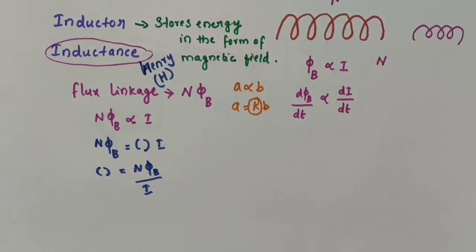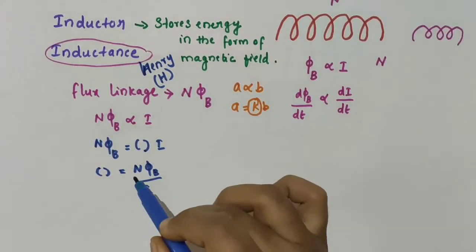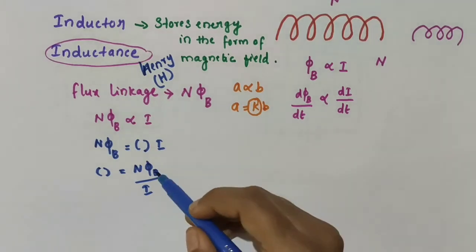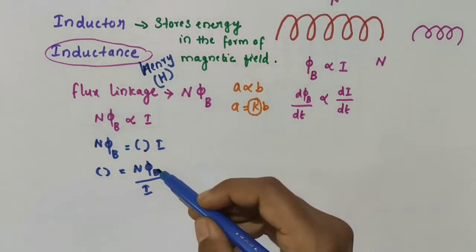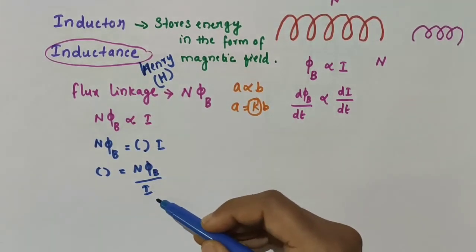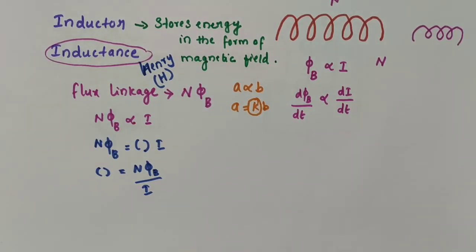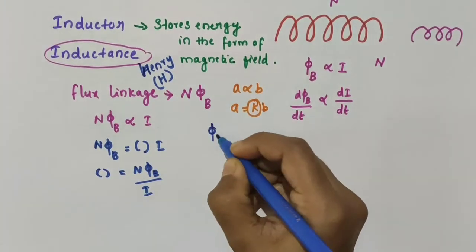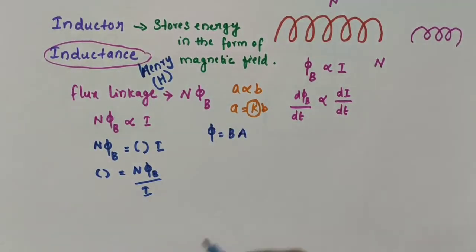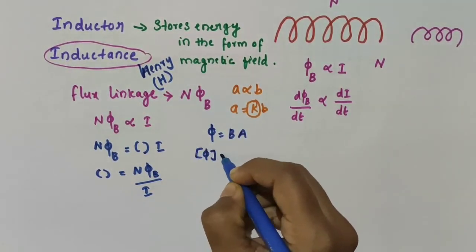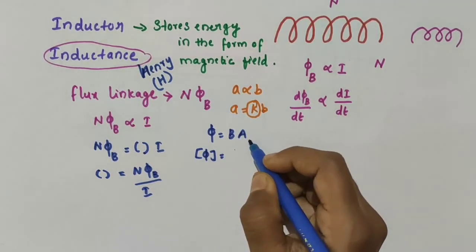Now the dimension of inductance will be what? N is a number, it doesn't have any dimension. So, dimension of magnetic flux divided by dimension of electric current. What will be the dimension of magnetic flux? Magnetic flux is B into A. So the dimension of magnetic flux will be dimension of B into dimension of A.